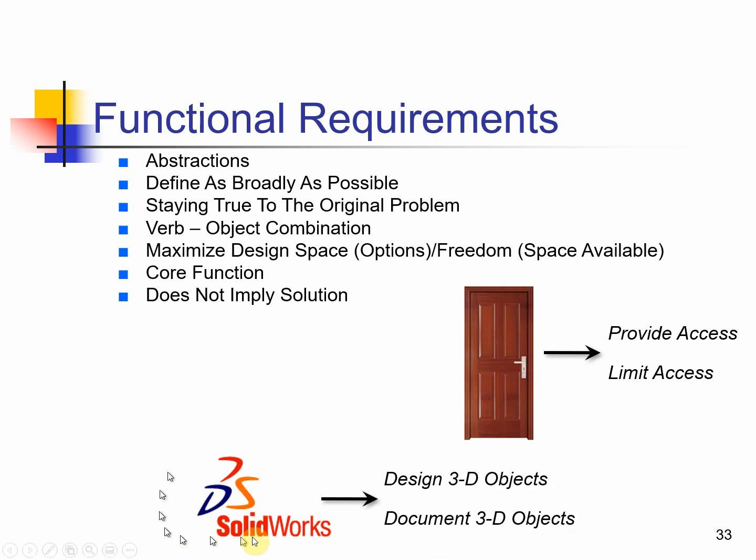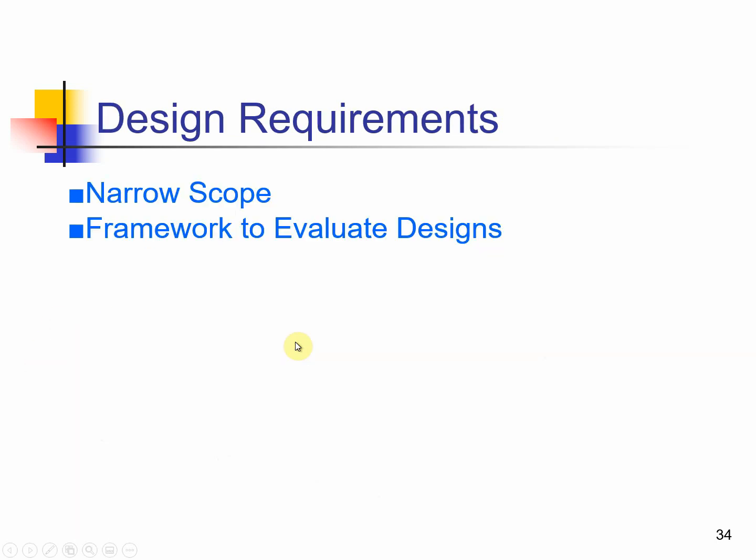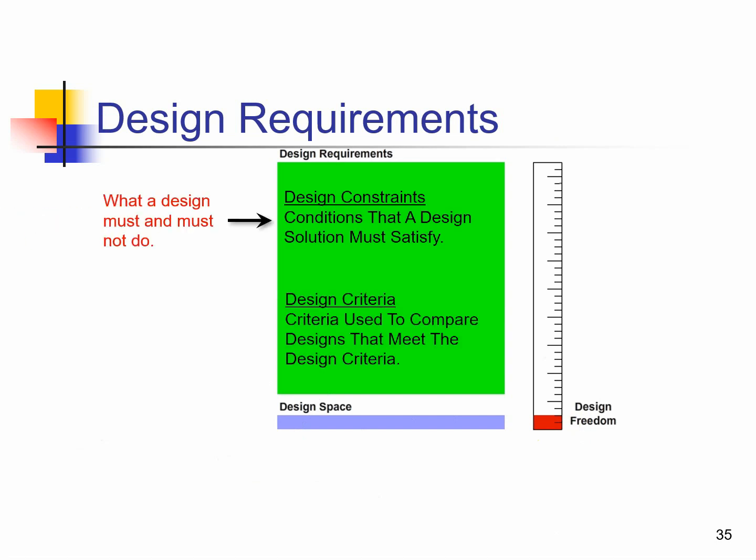SolidWorks, it's a CAD program. Design and document 3D objects. A car provides transportation, saves energy. Broad. Design requirements, we narrow. Our design space is smaller. You don't have as much design freedom. You're starting to specify exactly size and shape and limits, constraints, like the bathroom layout a few slides back. It tells, well, it's got to be a minimum of this and a maximum of this. So much distance.